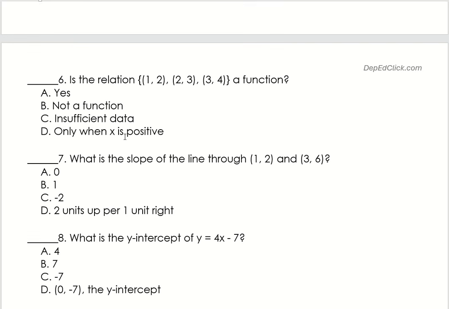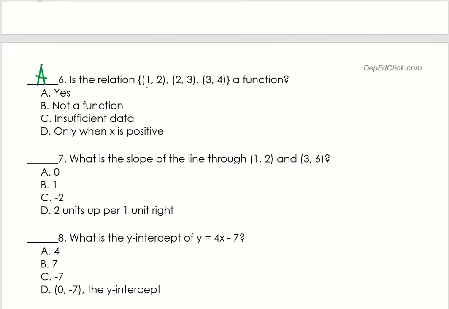6. Is the relation 1, 2, 2, 3, 3, 4? So that is a relation. Again, for our set of ordered pairs to be a relation, dapat walang repeated values of x or repeated values for domain.